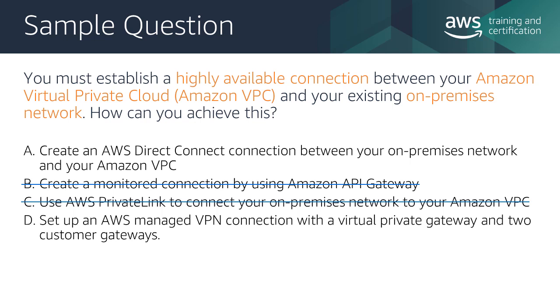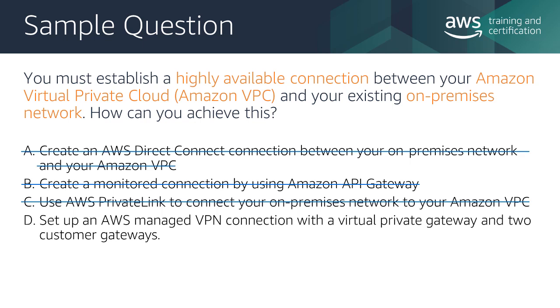So this leaves option A and D. Take a look at them. Option A, Direct Connect. Option D, an AWS managed VPN connection with a virtual private gateway. Look at the question. We're looking for a highly available connection. So what we're looking for is that extra redundancy.